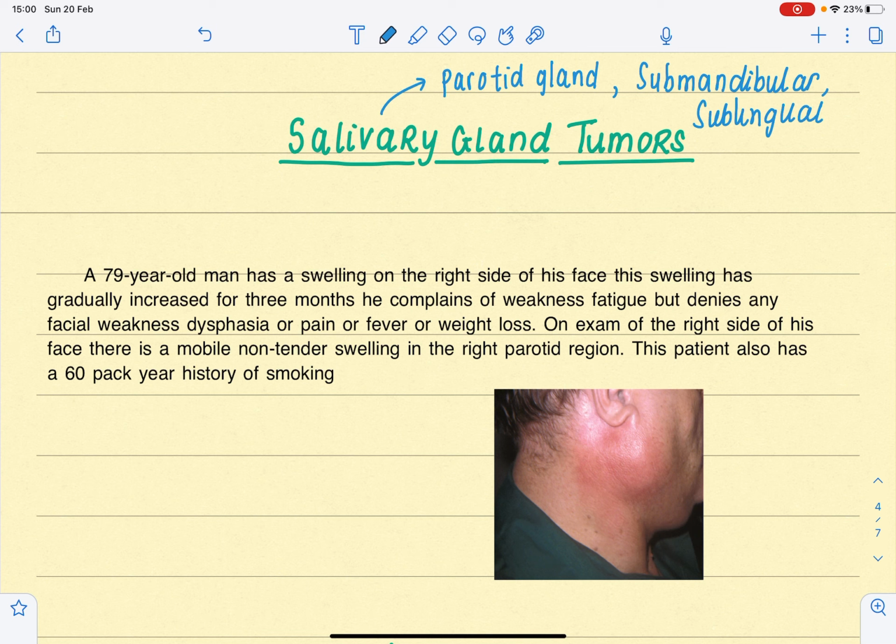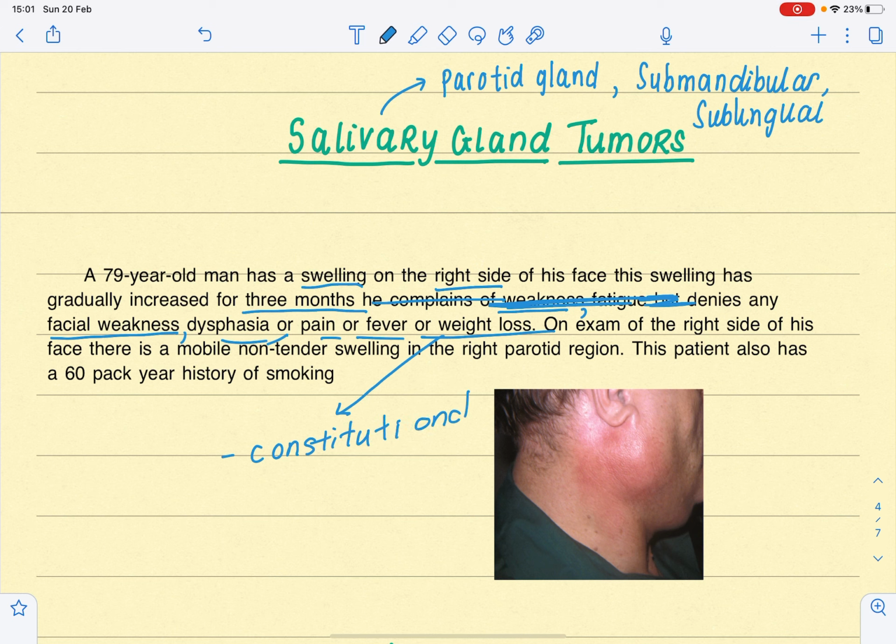A 79-year-old man has a swelling on the right side of his face. This swelling has gradually increased for 3 months. He doesn't have a complaint. Denies any facial weakness, dysphagia, or pain, or fever, or weight loss. So he doesn't have any constitutional symptoms.